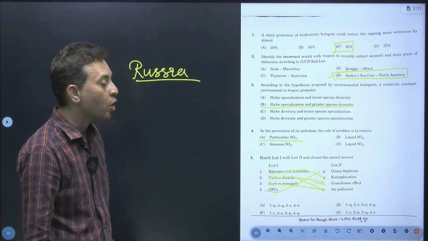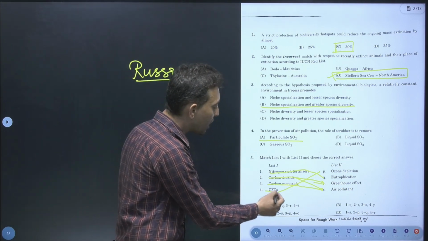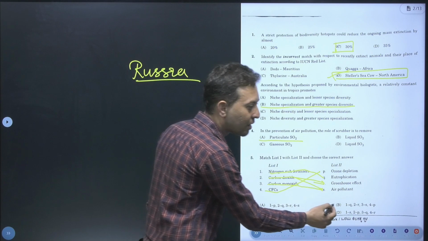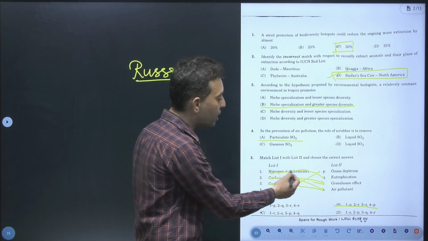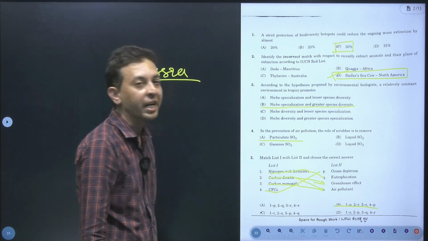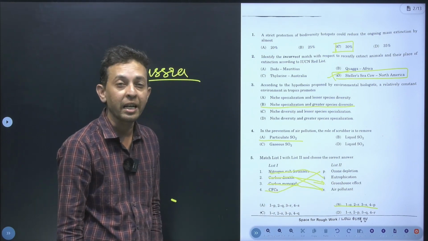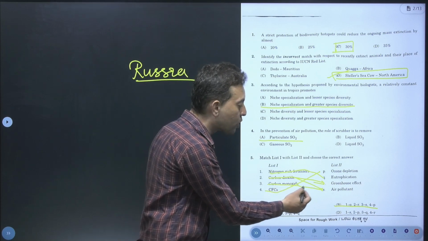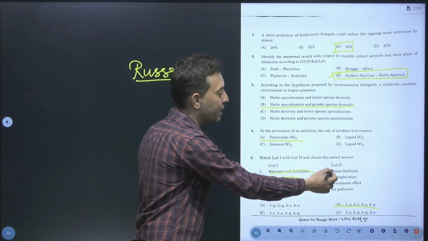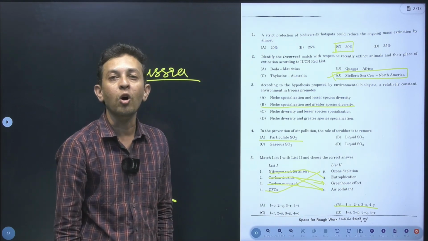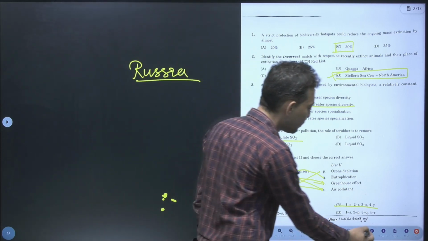So the correct option in the match the following is the second one. Nitrogen rich fertilizer causes eutrophication. Carbon dioxide is responsible for the greenhouse effect. Carbon monoxide is an air pollutant. And CFC is responsible for ozone layer depletion. So moving on to the next question.